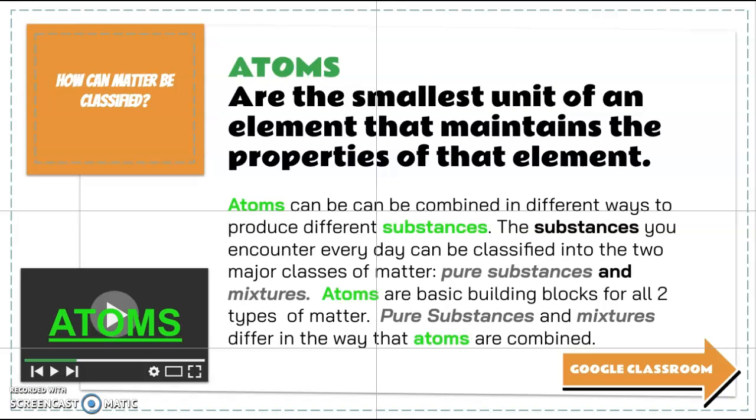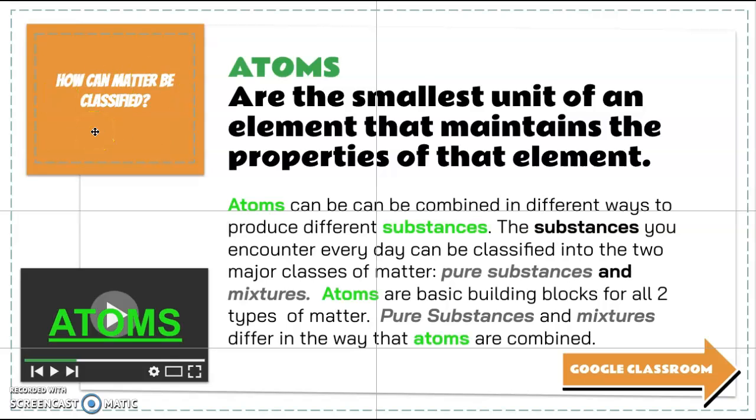Okay, so in order to begin talking about that, last time we focused a little more on mixtures. And so today I want to focus more on the compounds and elements part. So we're going to begin this lesson by discussing atoms. Atoms are the smallest unit of an element that maintain the properties of that element. Okay, so everything is composed of atoms, and we have to understand how matter is classified.